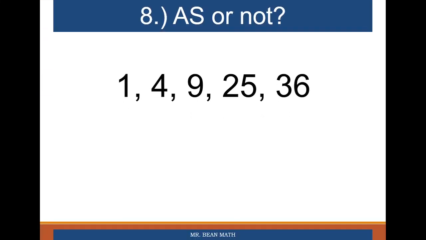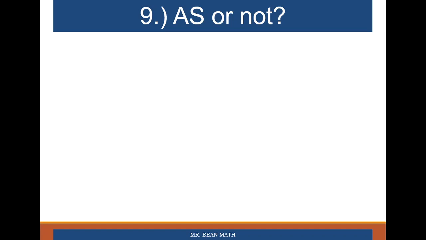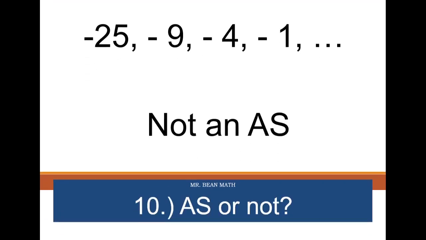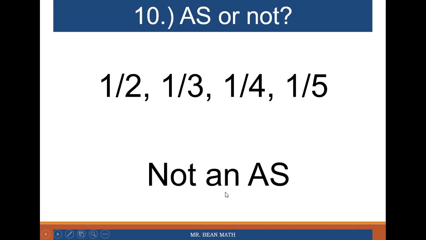1, 4, 9, 25, and 36. Yes, it's not AS because it has no common difference. Negative 25, negative 9, negative 4, negative 1, and so on. Yes, it's not AS. 1/2, 1/3, 1/4, and 1/5. Obviously, it's also not AS because it has no common difference.